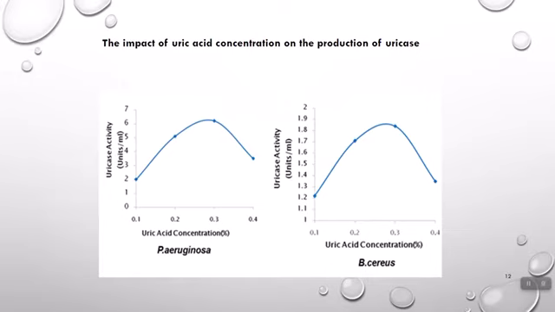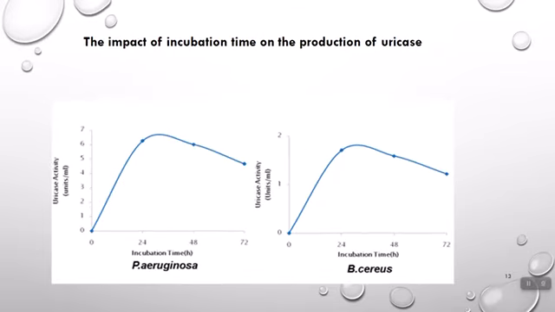Then I optimized the uricase production for parameters such as uric acid concentration, temperature, pH, carbon source, and incubation period for maximum uricase production. As can be seen in the graphs, the highest level of uricase was produced with 0.3% of uric acid for both strains. The optimum incubation time for both strains was 24 hours, and the production of uricase decreased when the incubation time was longer.